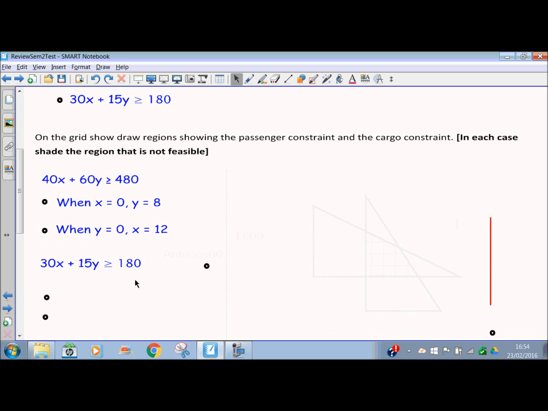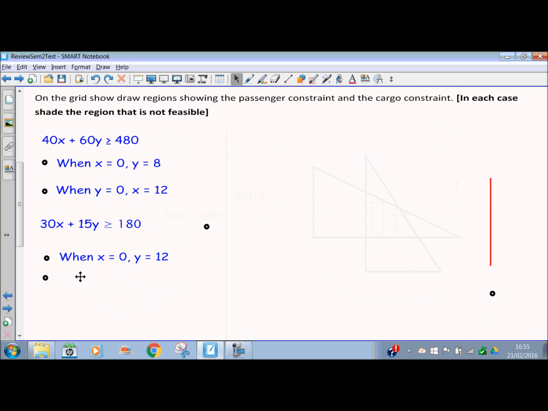Taking the other inequation, 30x plus 15y is greater than or equal to 180. Again, we must draw the boundary 30x plus 15y equals 180. Again, we work out what the value of y is when x equals 0. And we work out what the value of x is when y equals 0. With this information, we can now draw these boundary lines.